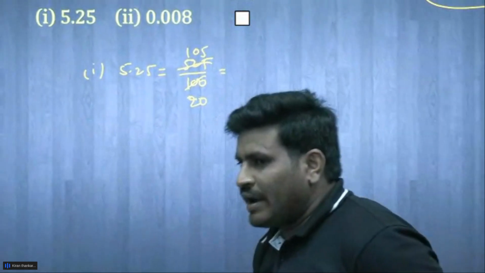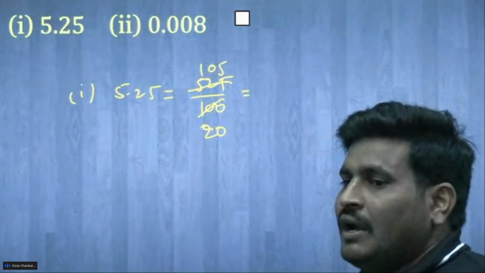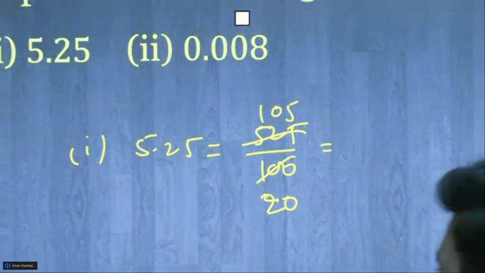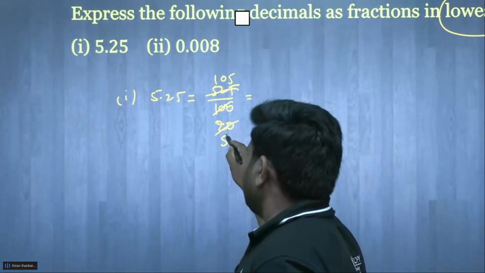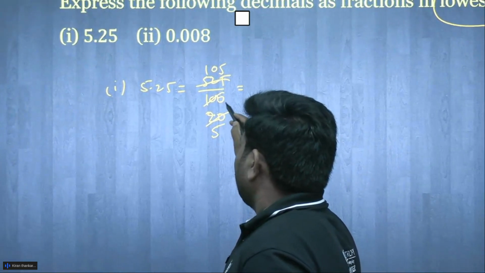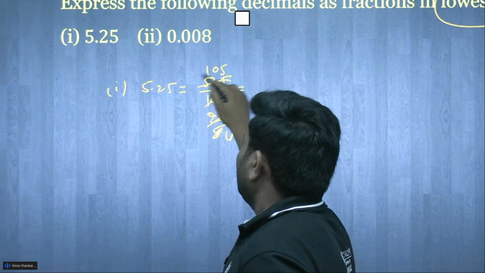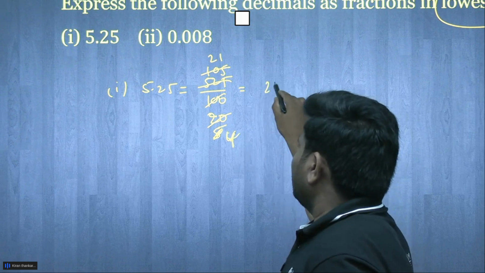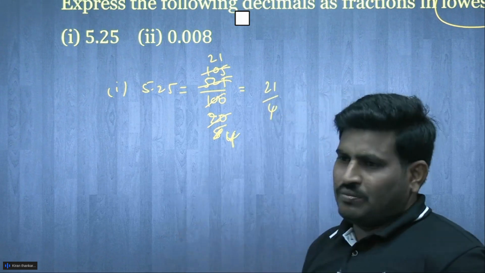Let us take the 0 and 25; 25 is possible in the 5 table. So we get 105 by 20. Now again, if you divide by 5, 5 fours are 20 and 5 twenty-ones are 105, and now it is not possible further. So that answer is 21 by 4.